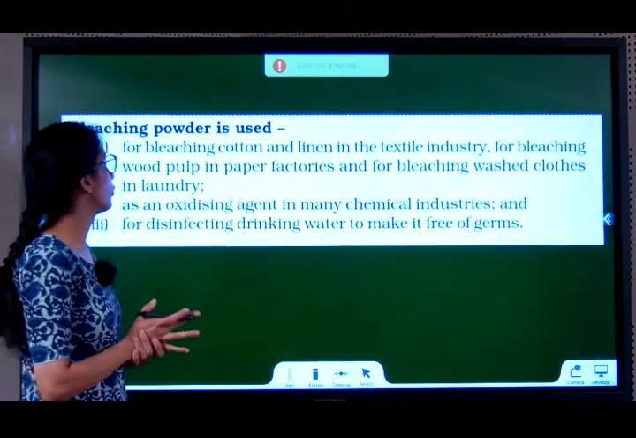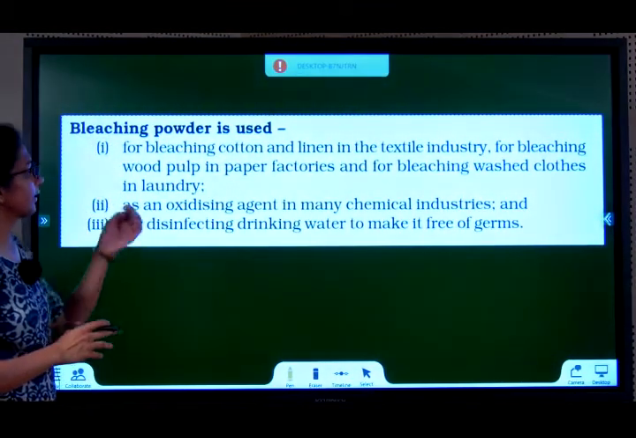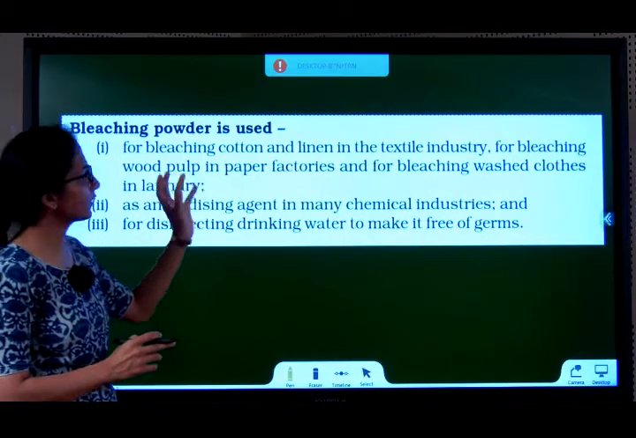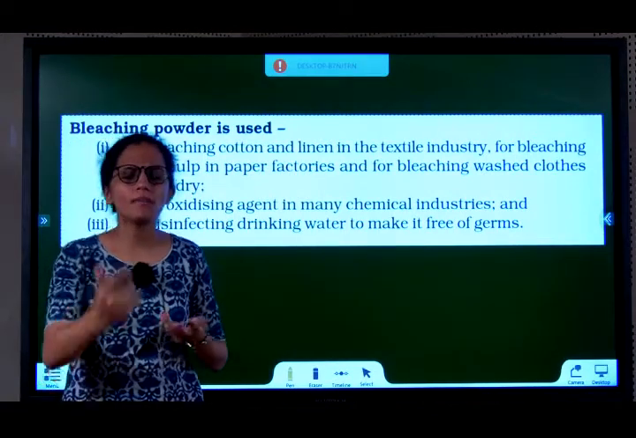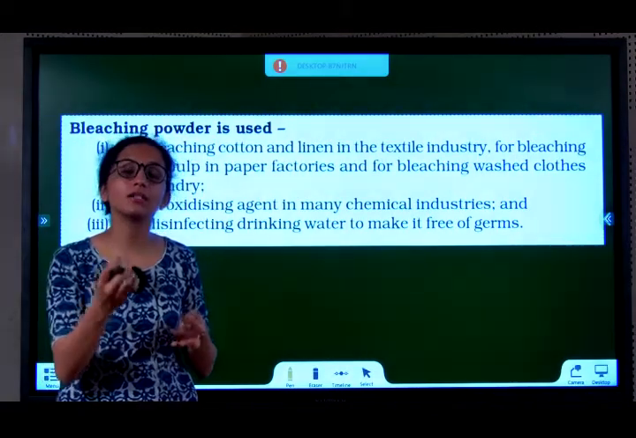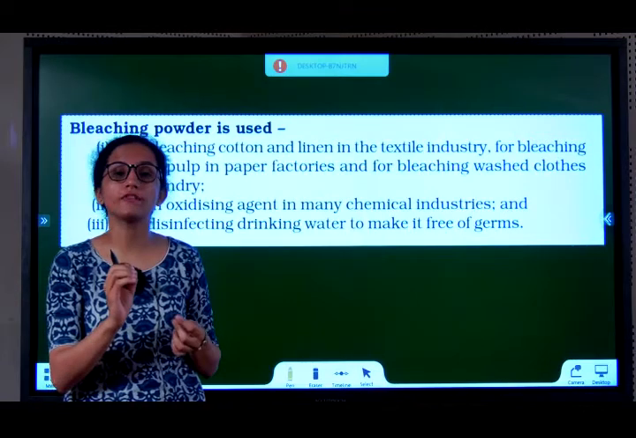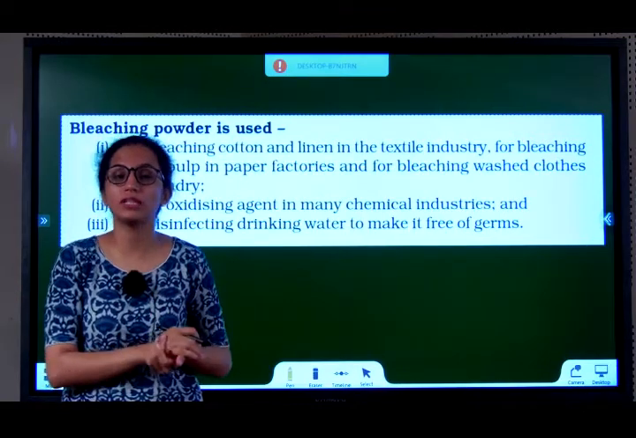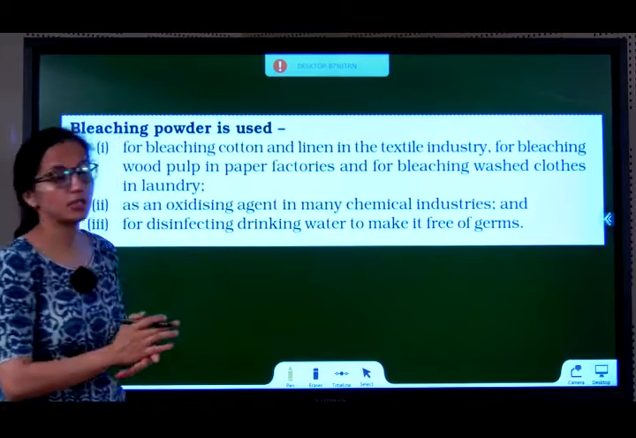So let us see a few uses of bleaching powder. Bleaching powder is used in the cotton and textile industry. Many times when the white clothes become a little old or there's a stain on the white clothes, what do we do? We give it to the dry cleaner and tell him to bleach it. So bleaching powder is used in that.